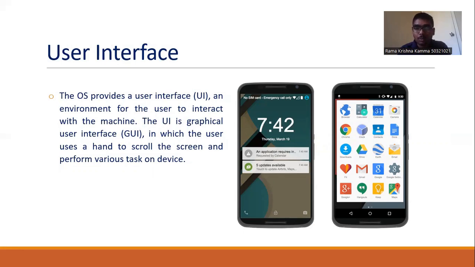In the second case, we have many apps present, such as browser, calculator, calendar, camera, Chrome, clock, contacts, and docs. All these different things are present so that the user can interact very easily and perform tasks very easily.